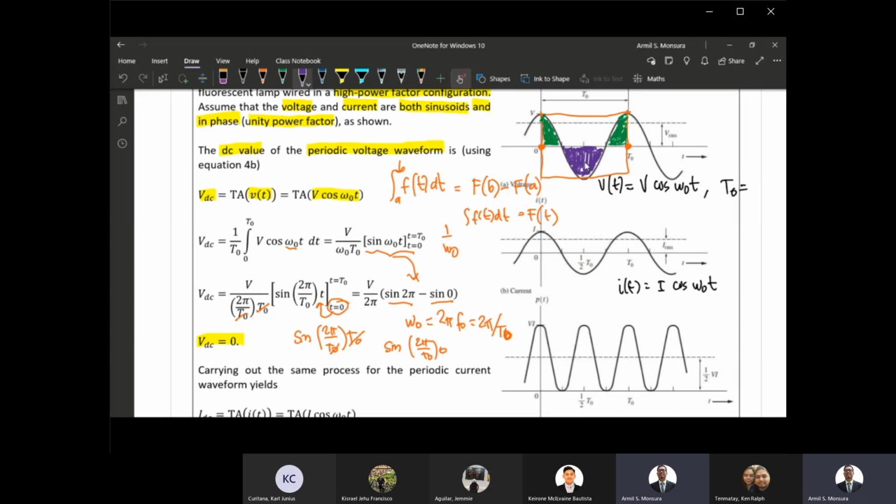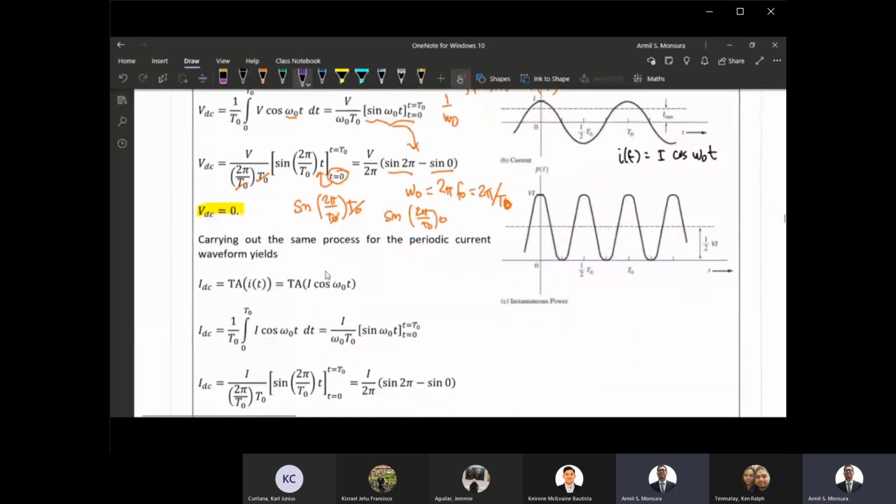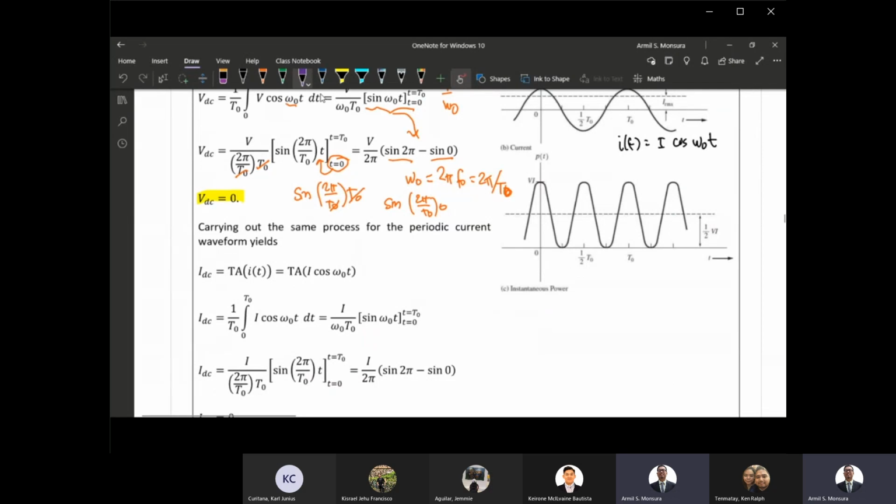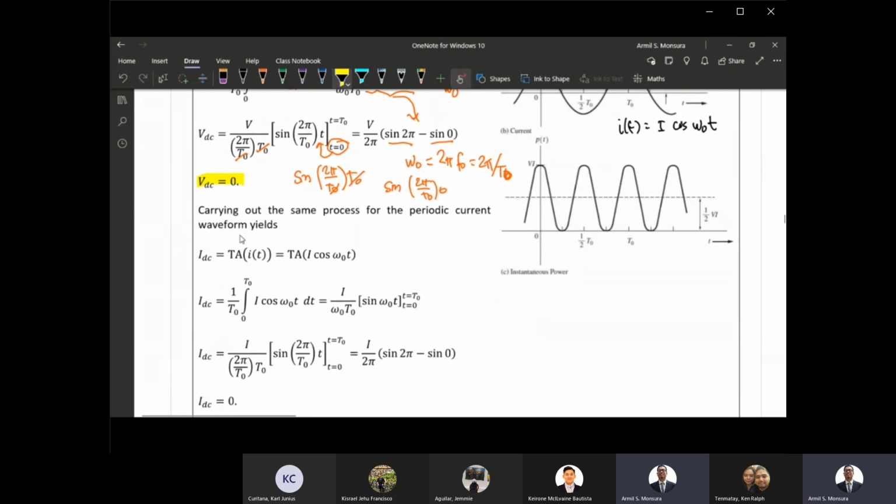Pero kung hindi 0 yung difference nila, kung sa palagay nyo hindi 0 yung difference nila, then yung net nila, yung net difference ng areas na yan would be the DC value. Okay, so later on, we'll have some examples na merong DC value. Makikita nyo yung area na sinasabi ko. Okay, so yeah. Now let's do the same. Okay, so we now find out that the DC value for your voltage waveform is 0.